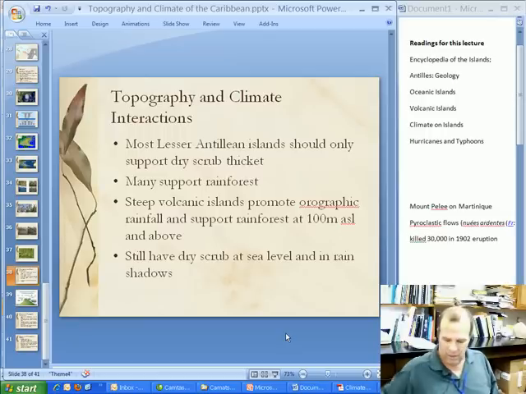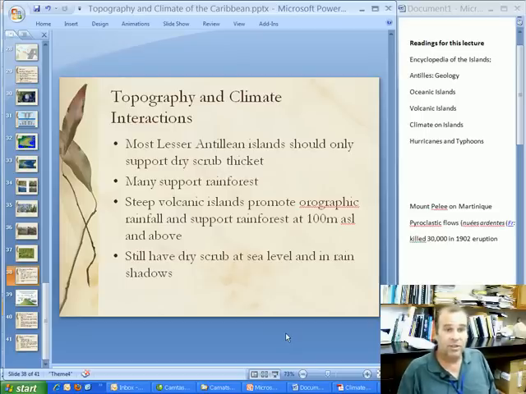Okay, now to the last part of the lecture, topography-climate interactions. What happens? Okay, so most of the Lesser Antillean Islands have got rainforest on them. Yet, looking at the rainfall patterns, as you move further north, you would expect that they wouldn't have any rainforest on them, because they don't have enough rainfall throughout the year. So where do those rainforests come from? Why do they have rainforests there?